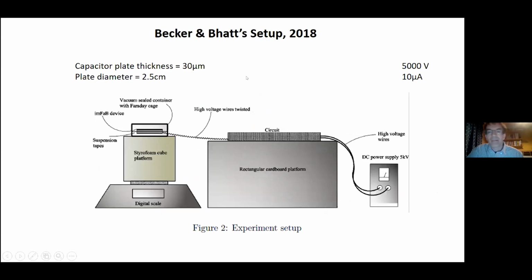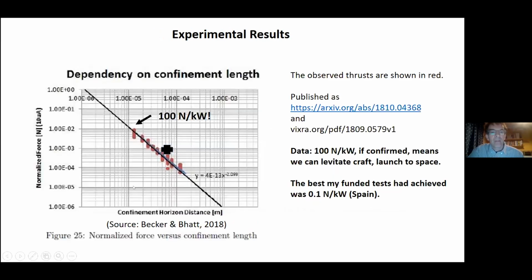So the Beckham Bat experiment went as follows. They had a DC power supply, 5,000 volts, and they fed it into a capacitor, which was inside a vacuum-sealed container. The capacitor plates were very close together, a few microns, about 2.5 centimeters in diameter. And they placed the whole thing on a digital scale, put various voltages in and measured the change of weight. And they measured results like this.